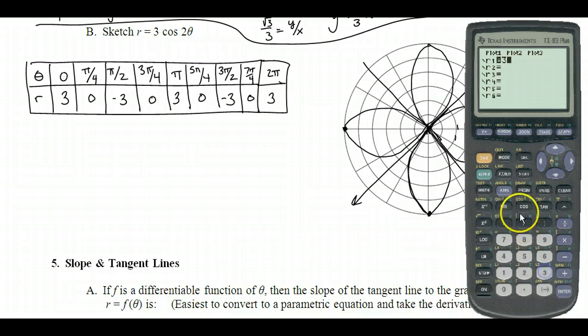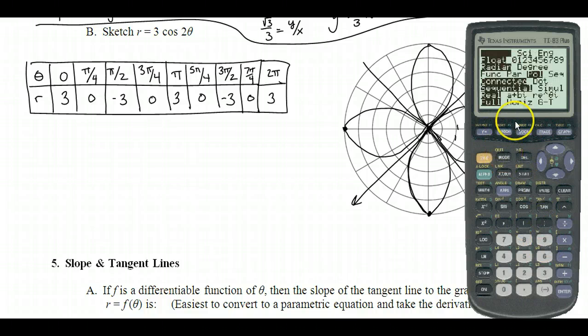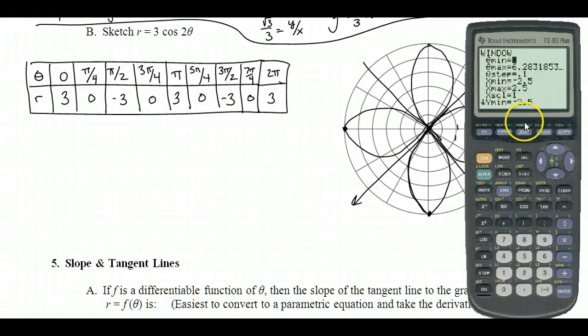So then we have 3 cosine. Your 2 theta would have to be in parentheses, which your calculator already puts in there. And now when you put in your variable, it automatically puts in a theta for you. Our mode, which you should have checked, has to be in radians, which it probably is. And our window setting, we know what this one should look like, because obviously we have it graphed here.